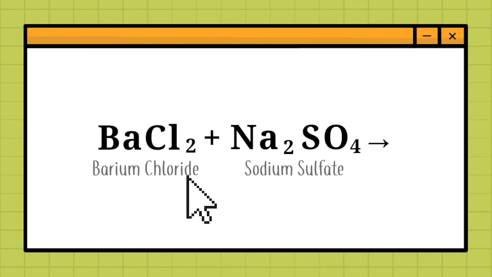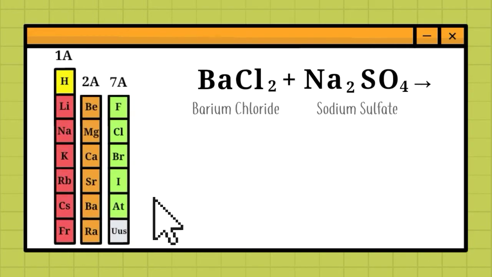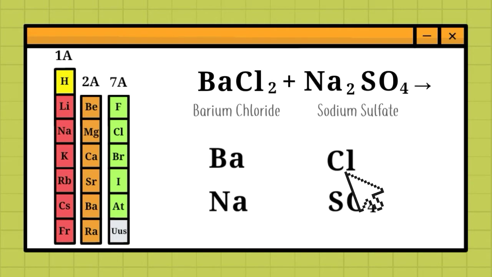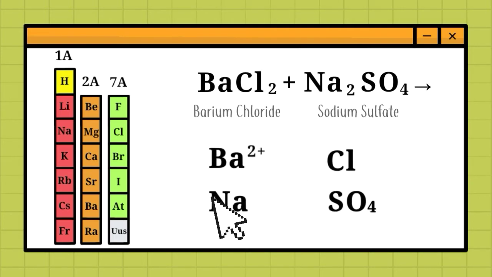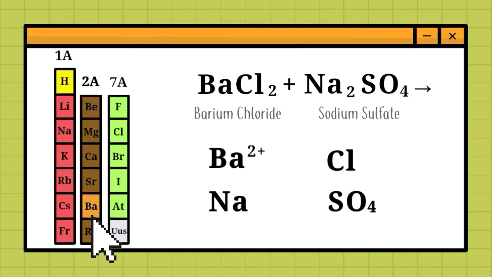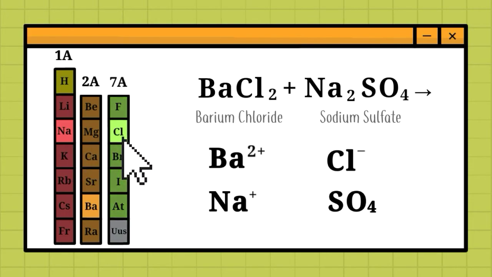We have BaCl2 or the barium chloride added with Na2SO4 or the sodium sulfate. Looking at the periodic table, we can determine the charges for the barium ion, the chloride ion, and the sodium ion. Ba2+, which is the barium, is in group 2A. Na+, which is the sodium, is in group 1A. Cl-, which is the chloride, is in group 7A.